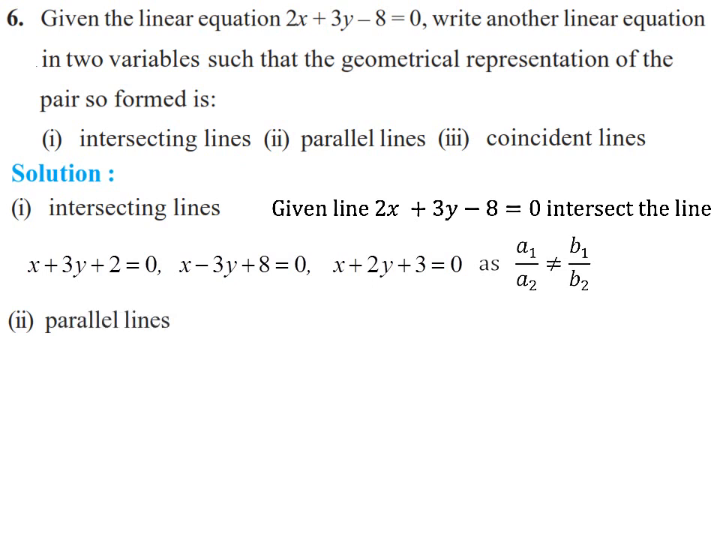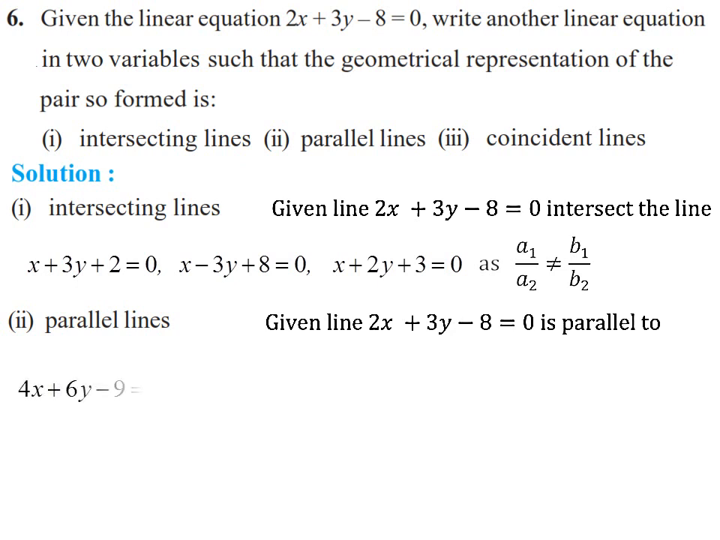Now for the parallel lines, what you have to do, again a line is given, so multiply x and y by the same number, but don't multiply the constant term; except that, you can write any constant in this case. In the first case I am giving three examples: 4x minus 6y minus 9 equals to 0, 6x plus 9y minus 5 equals to 0, and minus 2x minus 3y plus 5 equals to 0. So what is happening?